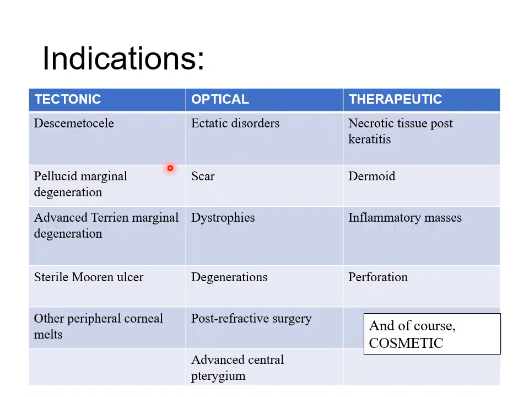Optical indications are when there is a high degree of irregular astigmatism, such as in keratoconus, scar, corneal dystrophies, degenerations, post-refractive surgery ectasia, and advanced pterygium, right? That is optical, to correct very high irregular astigmatism. And of course, therapeutic. Therapeutic is basically to remove infected or diseased corneal tissue, such as in post-keratitis, dermoid, inflammatory masses, and a perforated cornea. And of course, there are cosmetic indications where the patient just wants to remove an opaque white cornea.